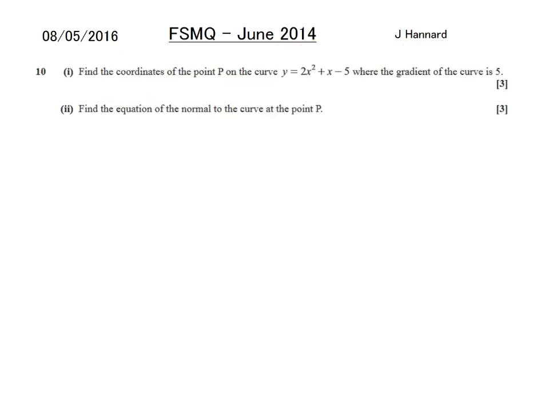Question 10 then, find the coordinates of the point P on the curve y equals 2x squared plus x minus 5, where the gradient of the curve is 5. So dy/dx in its purest sense is a gradient finder. We have been told the gradient in this case, so we can set our dy/dx equal to 5. Take a 1 over, we get 4x equals 4, therefore x is 1. Put your x back through the equation to work out your y, and you get minus 2. Therefore the point P is (1, -2).